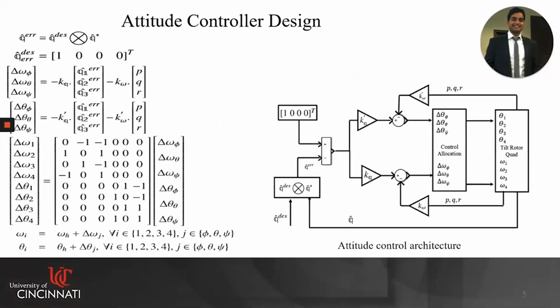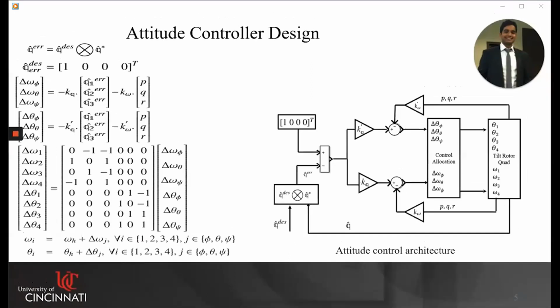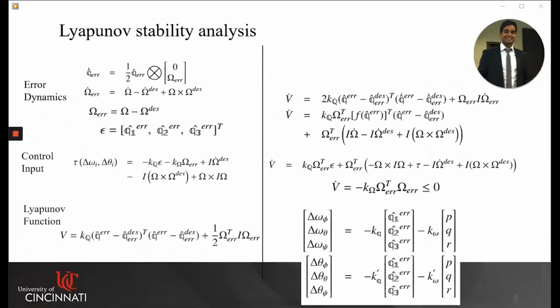Here, the control architecture of the attitude controller is shown. It should be noted that first, the error quaternion is computed, and then it is utilized through a PD controller to generate control commands. The desired error quaternion is always a unit quaternion. We also carried out the Lyapunov stability analysis of the attitude controller, and we found the system to be globally stable.